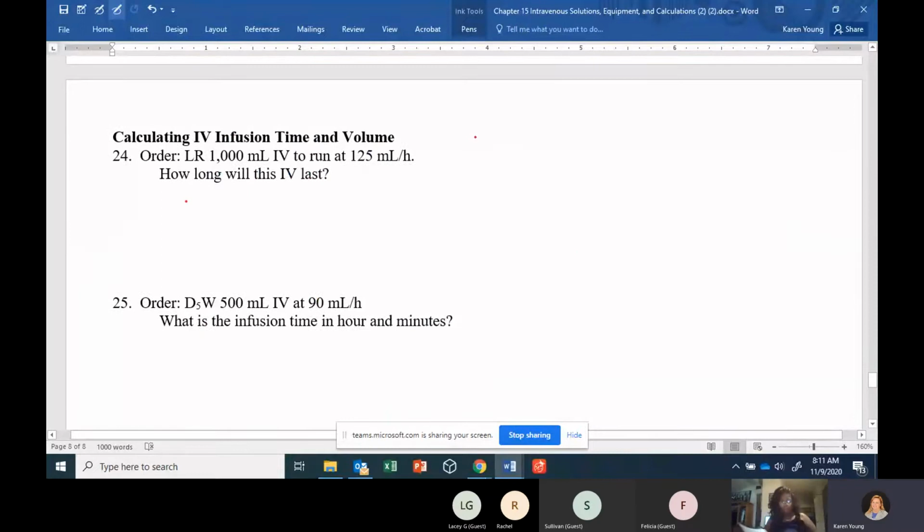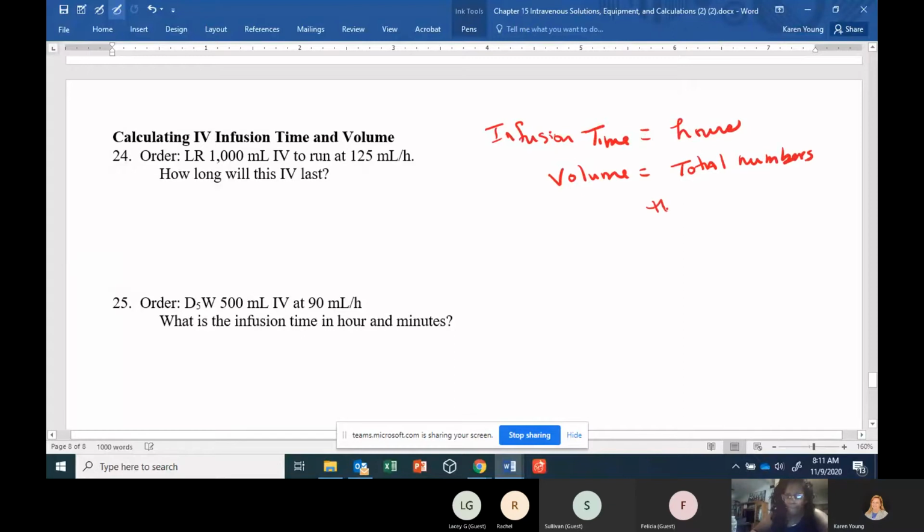Okay, so infusion time is hours. And then the volume is the total number of milliliters that have run, or infused is a better word to use there, over so many hours. Or it could be minutes, but we're looking mainly at hours.